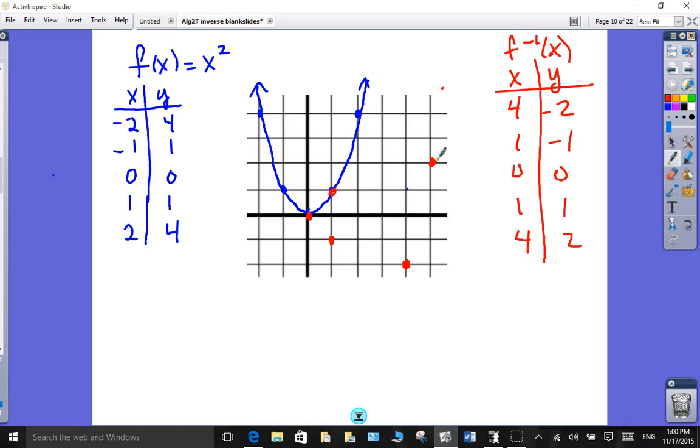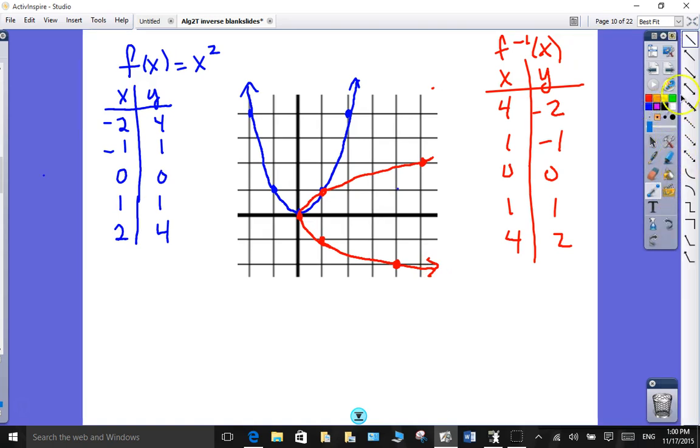Do we see the shape? Kind of looks like this. Does that look like they might be reflections over the line, the y equals x line? I don't do a very good job of this. That's pretty close. Do they look like they could be mirror images on this side and on this side? Pretty good.